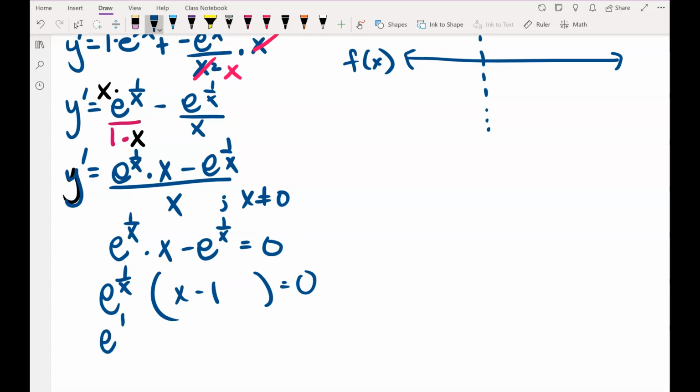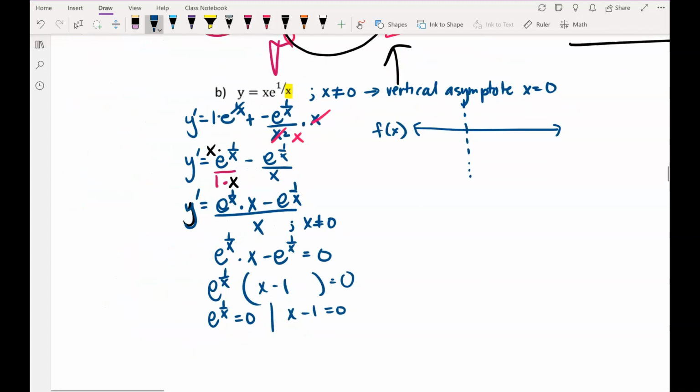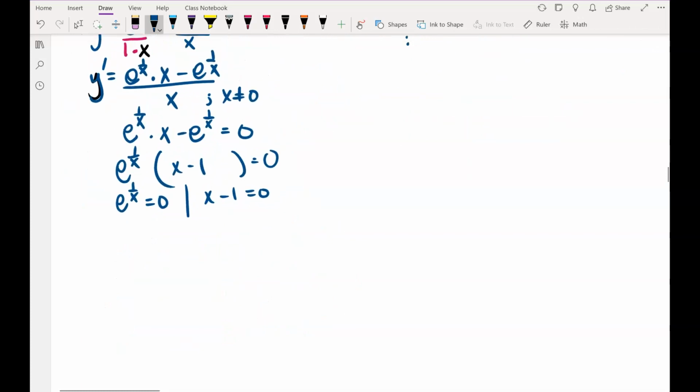So we're going to go e to the 1 over x set equal to 0. x minus 1 equal to 0. Let me move up. All right. Well, any exponential, doesn't matter what you plug in, you would never, ever, ever get 0 for the output. So ignore that. Then over here, our second critical point would be x equals 1. So students, we have 2 critical points.